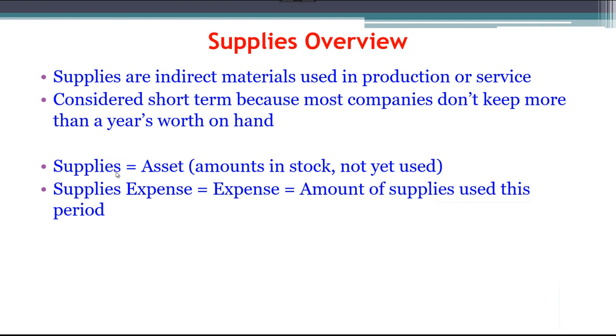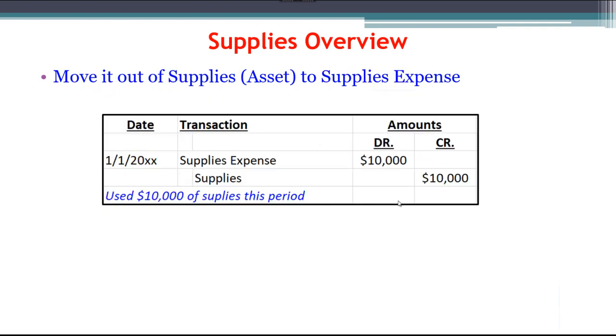And the supply itself, when you hear that account, or office supplies, manufacturing supplies, whatever you call it, that's an asset because these are amounts that are in stock. We have not yet used them. Once you do use them, it gets moved over to supplies expense. You decrease supplies and increase supplies expense. That's the amount of supplies used up that particular period. So here would be the journal entry for that. If we use 10,000 of supplies this period, we debit supplies expense, credit supplies, we'd be good to go.